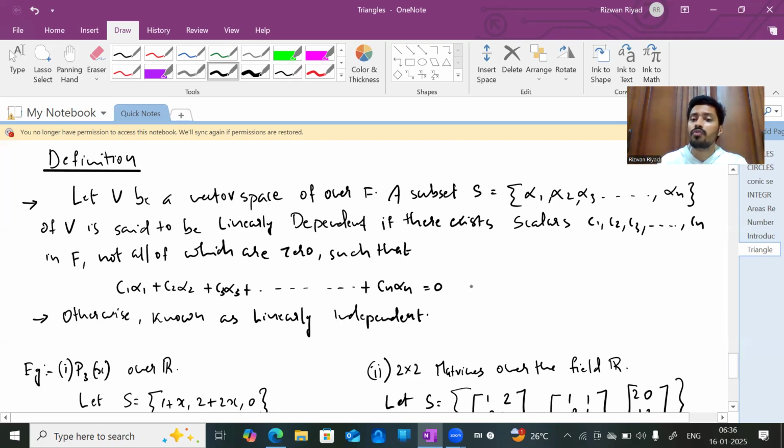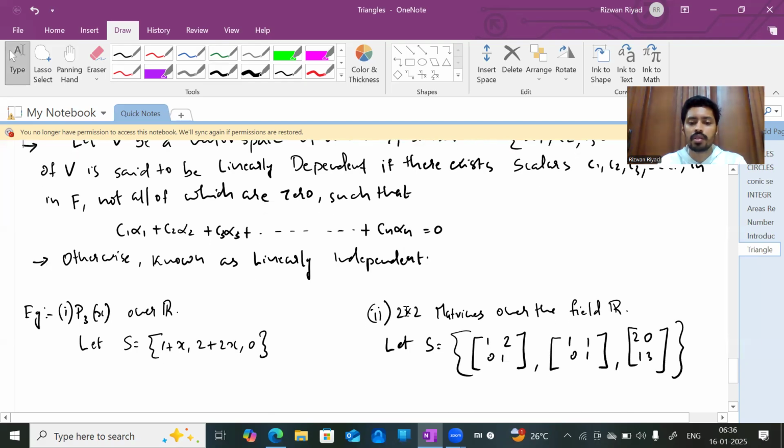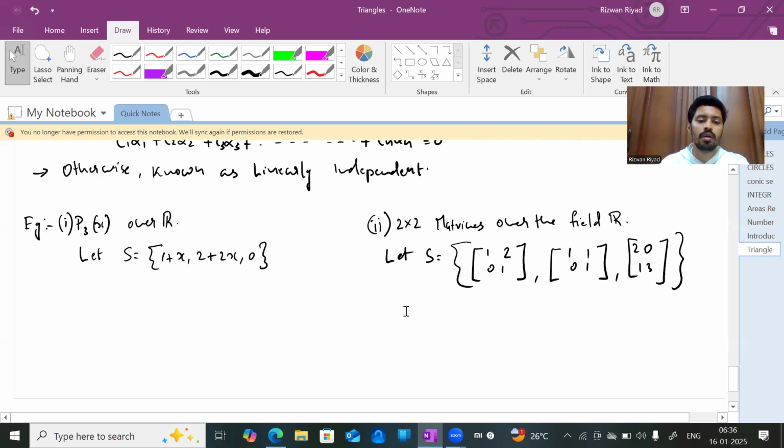But if you have C1, C2, C3, etc. up to Cn which are not all 0, some may be 0 but not all of them, then we can say that they are linearly dependent. Okay, let's see some examples. Here you have one example for linear dependence. This is a linearly dependent example, and this is an example for linearly independent.